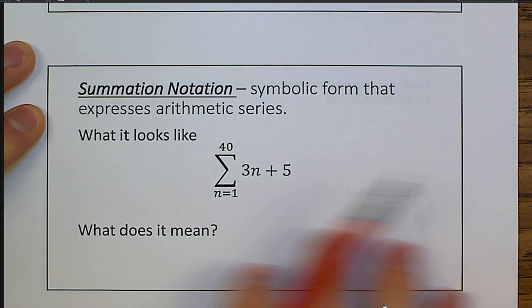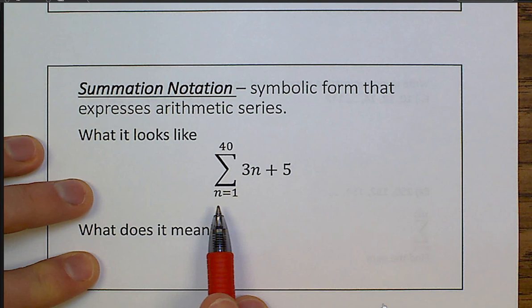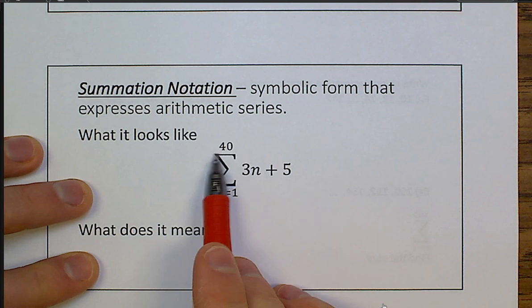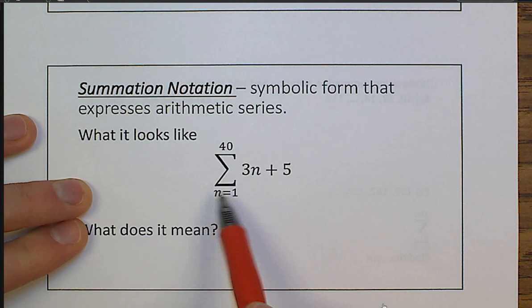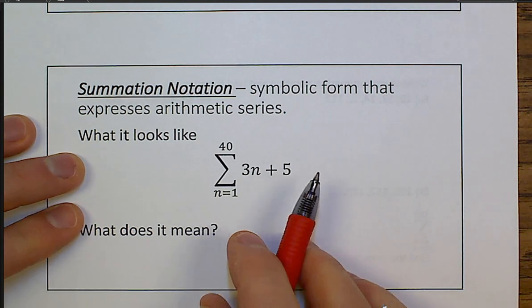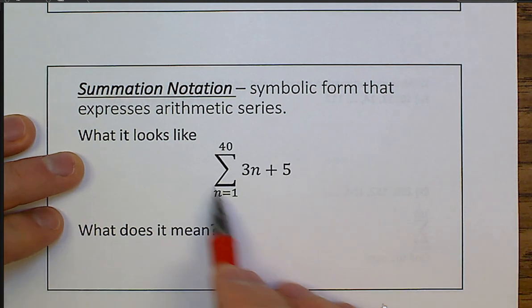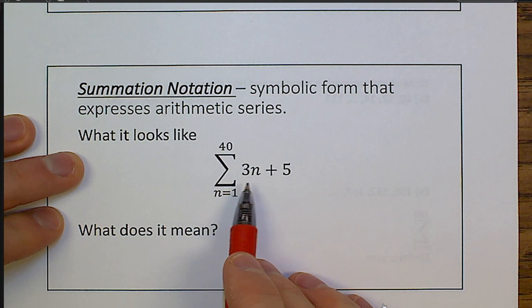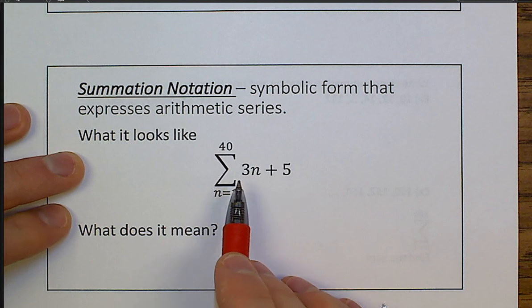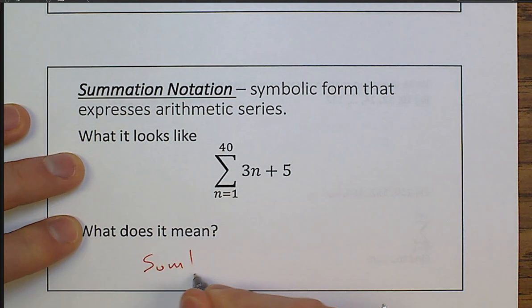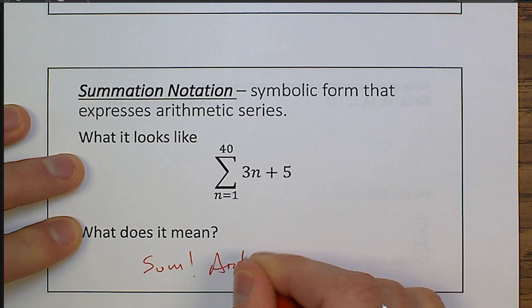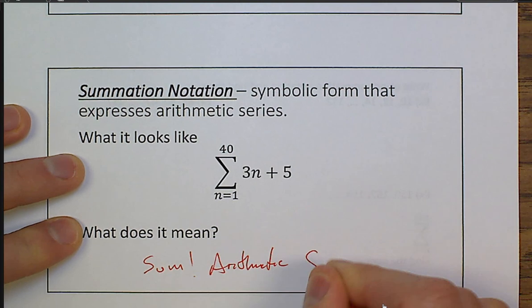This is what it's going to look like right here. This is the Greek letter sigma, and this is what represents summation notation. So you're going to get something like this, and you're going to have to find the sum. Because remember, all we're really doing is what we did in lesson 3. You're going to be finding the sum. It's an arithmetic series. That's all you're doing.